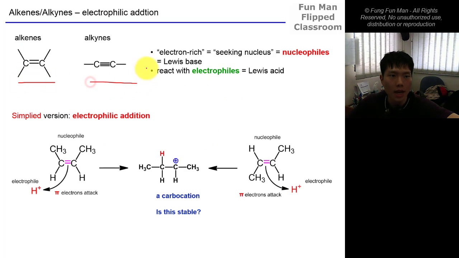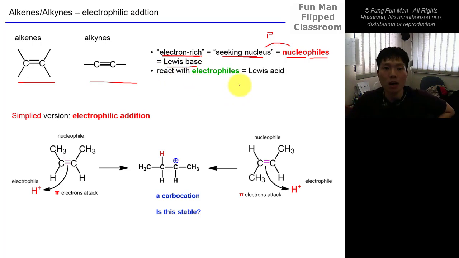Alkenes and alkynes both have pi bonds. Pi bonds are regions of electron rich density, and they like to seek nuclei because they are so electron rich, so negative. So they are called nucleophiles. Nucleo means the nucleus. Nucleus has a lot of protons, positive charge, so they are nucleophilic. That means they are also Lewis bases. So they react with electrophiles, which are the Lewis acids.